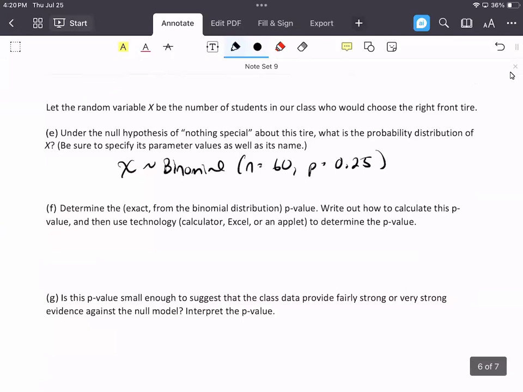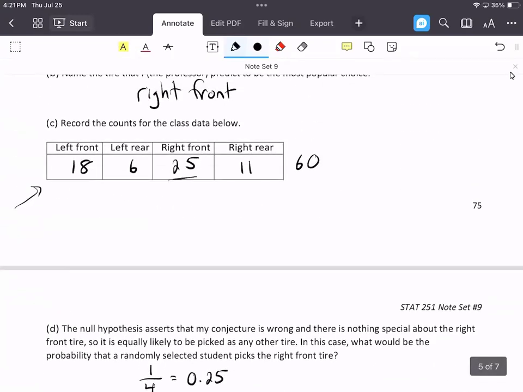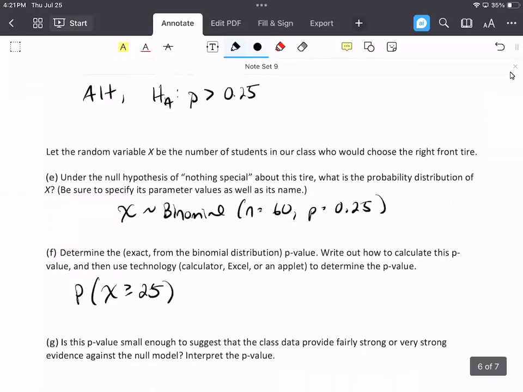Determine the exact, from the binomial distribution, p-value. Write out how to calculate this p-value, then use technology. So obviously on an exam, I'm not going to assume that you would have enough technology to do this. But if I do, I know that we're curious how unusual it would be to have 25 or more out of the 60 choose the right front. And when I actually calculate this out, I used an applet to do it. I get 0.0034. That's the exact binomial p-value.